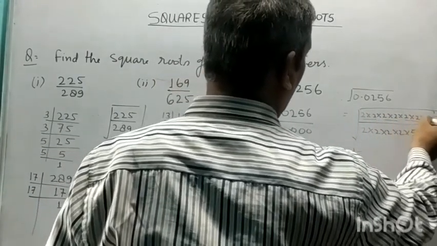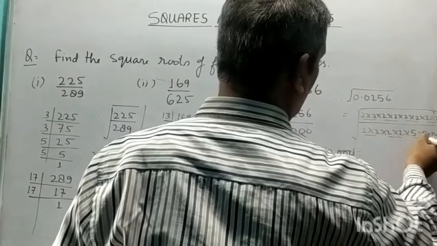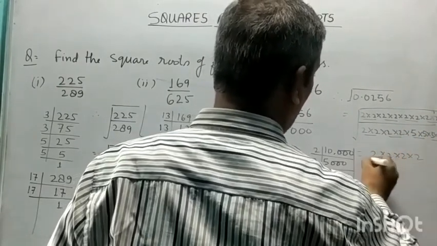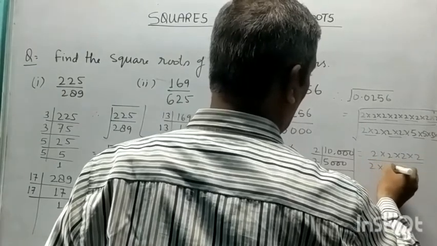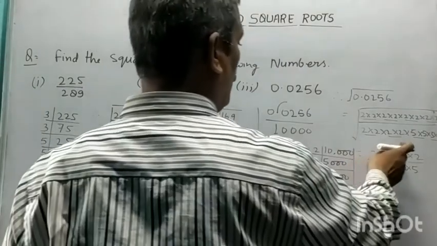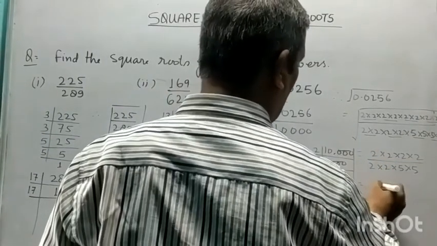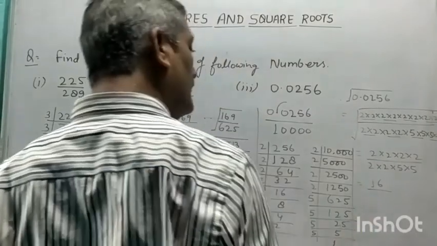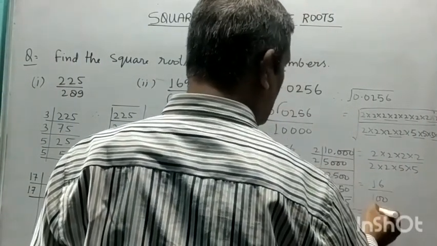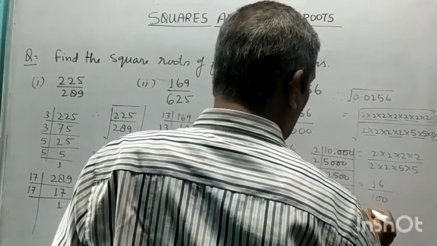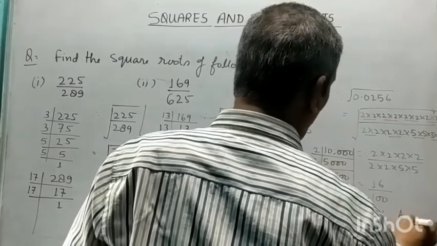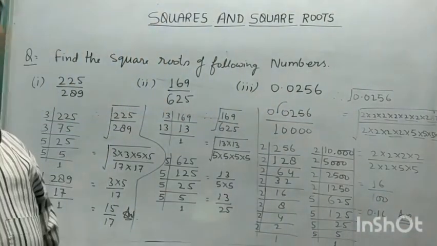Pairing the digits, 2 multiply 2 multiply 2 multiply 2 upon 2 multiply 2 multiply 5 multiply 5 equals 2 2s are 4, 4 2s are 8, 8 2s are 16 upon 2 2s are 4, 4 5s are 20 and 20 5s are 100. Therefore, 16 divided by 100 equals 0.16, which is the square root of 0.0256.